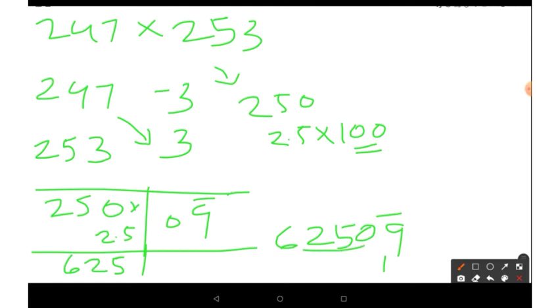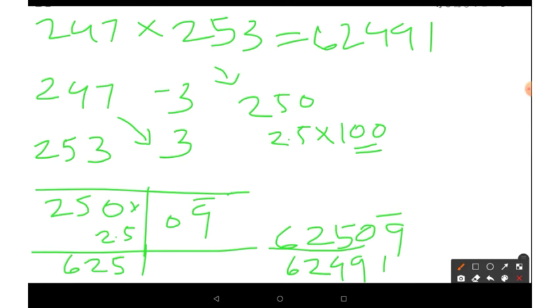So then what you have to do, take this number and subtract 1. 6250 minus 1. So what you will get? You will get 6249. So the answer is 247 into 253, and your answer is 62491. Okay.